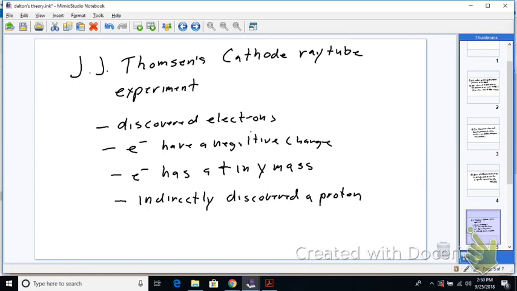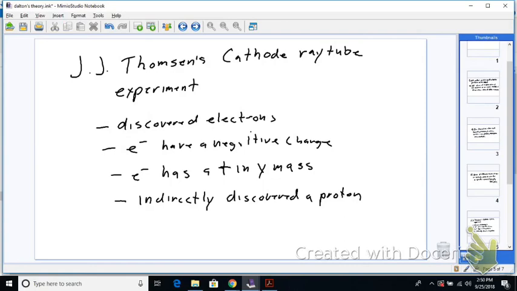And how he did it is he had a cathode ray tube. And for cathode ray tubes in your book, if you want to see an example of it, you can turn to page 112. And on 112, you can see there's an example of a cathode ray tube.